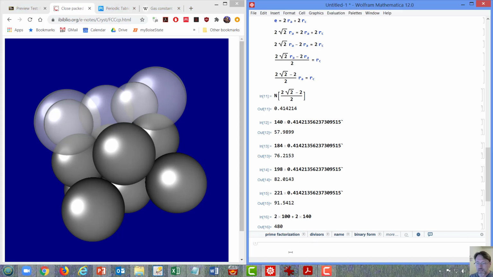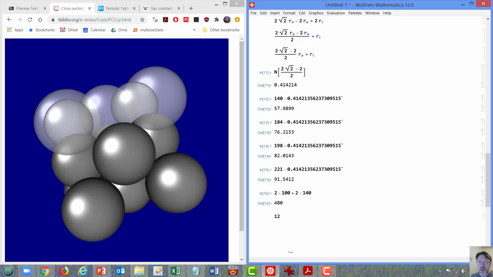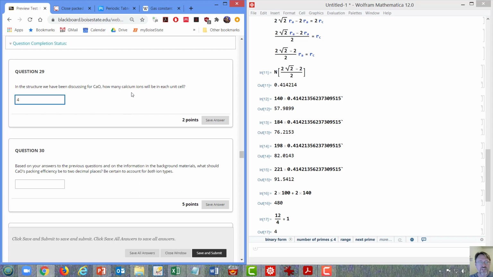There are 12. So there are 12 edges, but each edge is in 4 separate unit cells. So we're going to divide that by 4, so that gives us 3. And there is one that's in the center that is entirely inside this, so we have 4. There are 4 calcium ions in each unit cell.